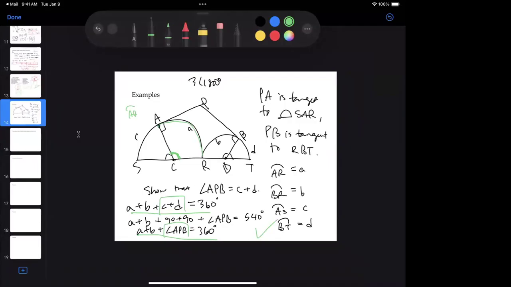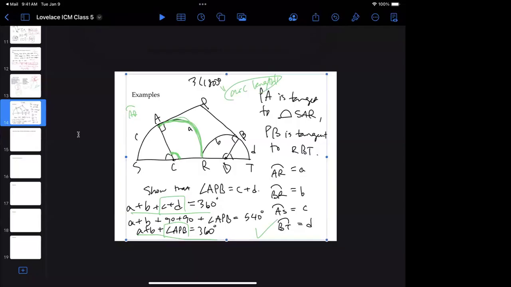If we wanted to say the sector length or this arc length, we'd probably say arc length. You'll see in questions, this word will be used.